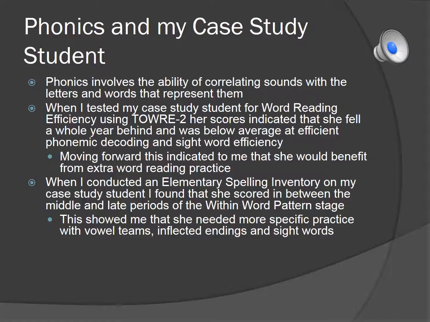I used the Tower 2 assessment, where basically she just had to read certain words to me. Her scores indicated that she fell a whole year behind, and she was below average at phonemic decoding and sight word efficiency. This told me that she would benefit from extra word reading practice. Additionally, when I conducted an elementary spelling inventory, she actually scored between the middle and late periods of the within word pattern stage.